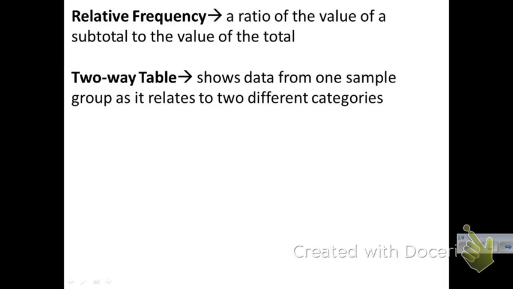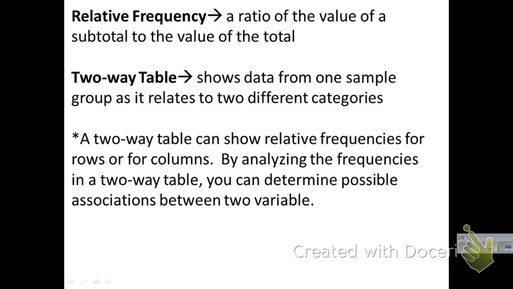A two-way table shows data from one sample group as it relates to two different categories. A two-way table can show relative frequencies for rows or for columns. I'll usually ask you to do one or the other, not both. By analyzing the frequencies in a two-way table, you can determine possible associations between two variables. If the association is less than 50%, there really isn't a strong association. You want that to be greater than 50% to talk about any kind of association.